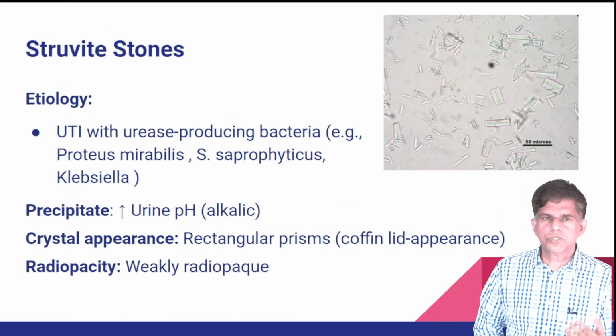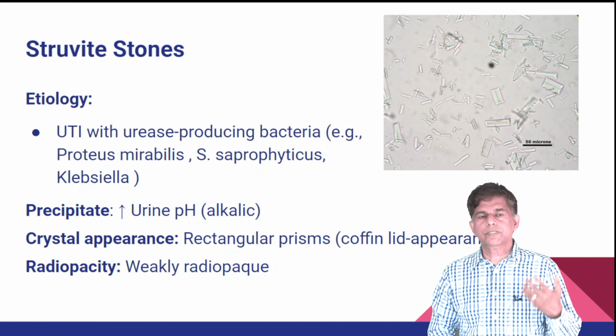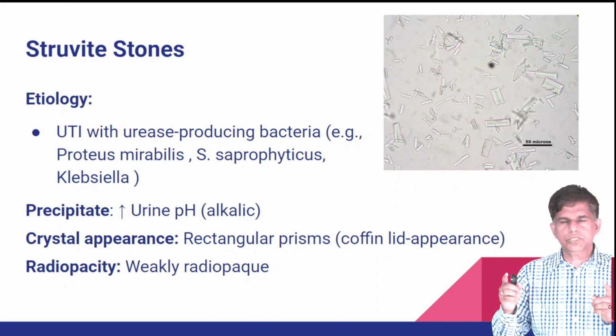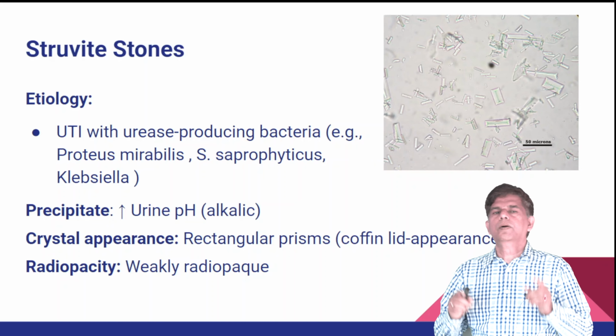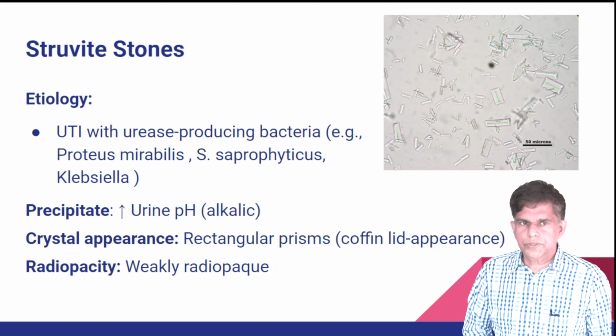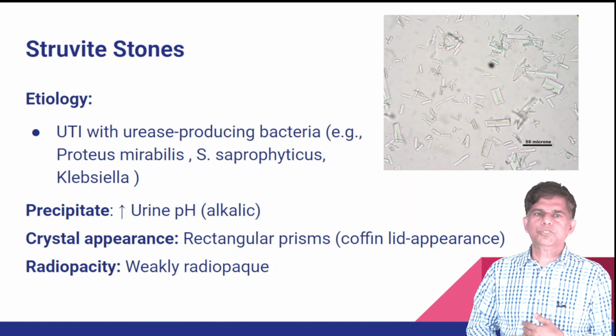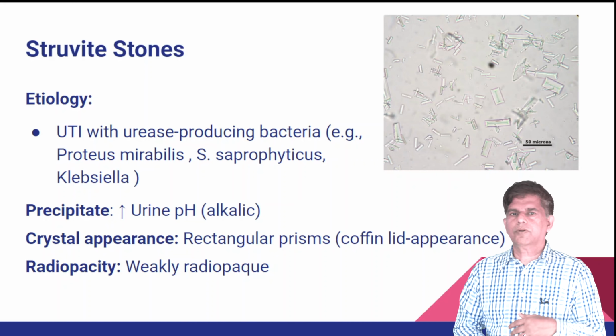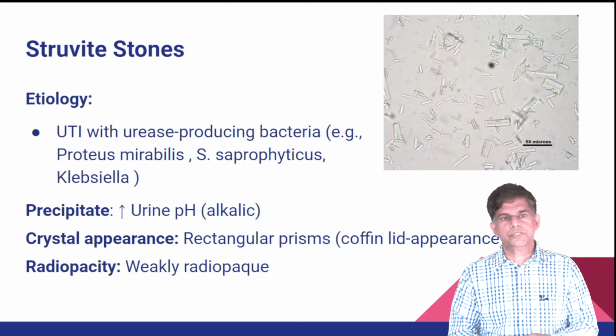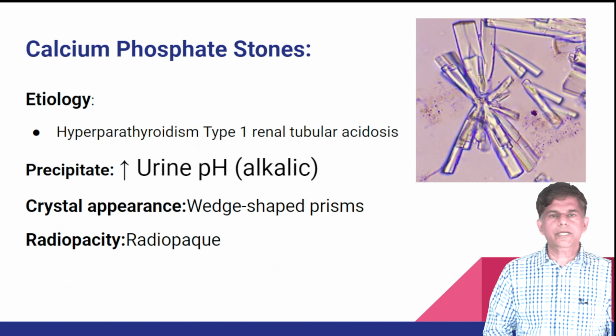And now struvite stone, this is again UTI with Proteus mirabilis. Again, the question, if I'm writing an examination question, focus on the Proteus mirabilis, okay? And the precipitate is in increased urine pH, and look at the shape. So you've got a rectangular prism, coffin-lid appearance of the struvite stones, and weakly radio opaque.